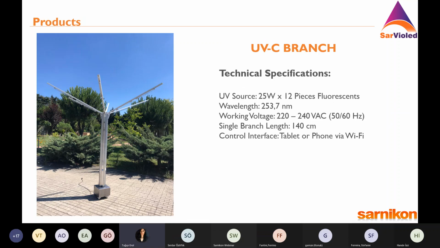Another product which we have manufactured is the UVC branch. This custom design was produced tree-shaped to disinfect the room entirely without any untouched areas. 12 pieces of 25-watt fluorescents were used with a peak wavelength of 253.7 nanometers. One of the features that separates us from our competitors is the control interface we use on the branch. Connecting a computer to the Wi-Fi lets you control the light. Turning it on and off before entering or exiting the location gives the advantage of being harm-free to the person.